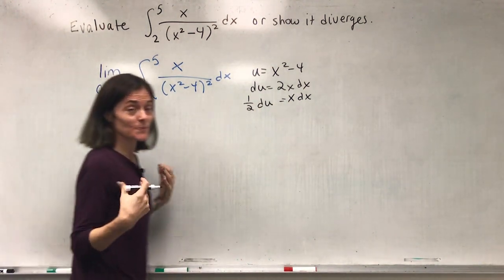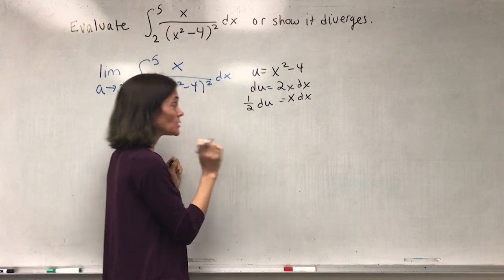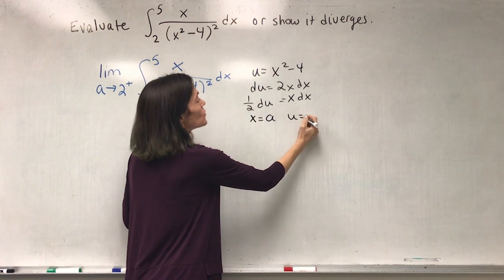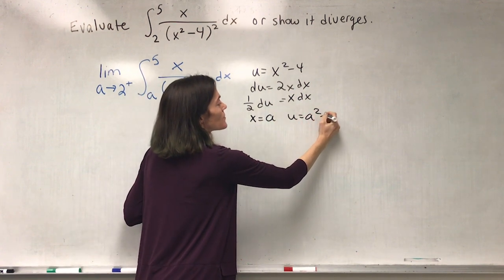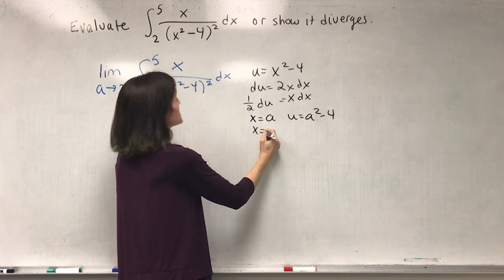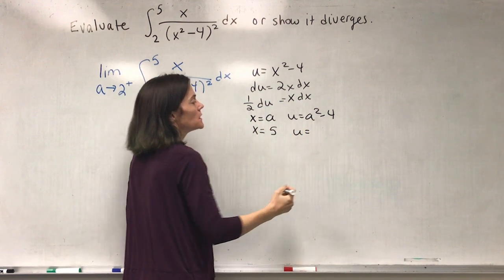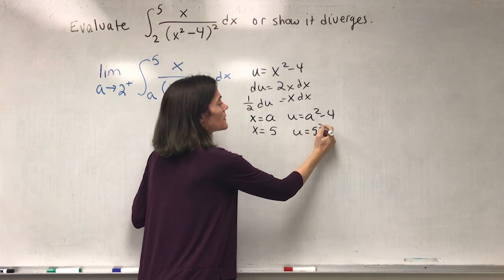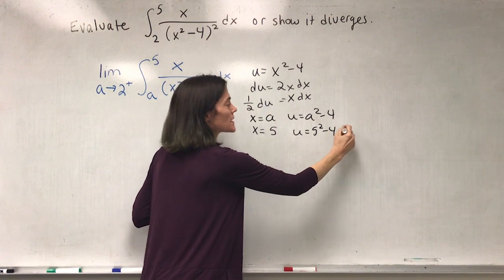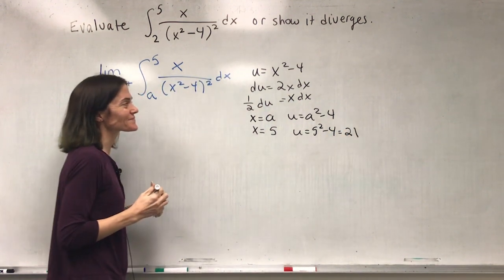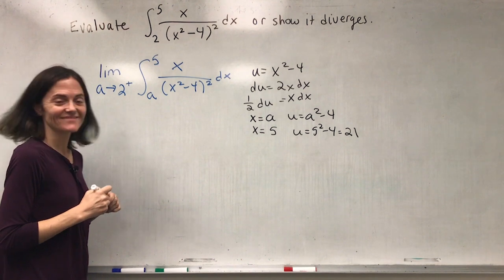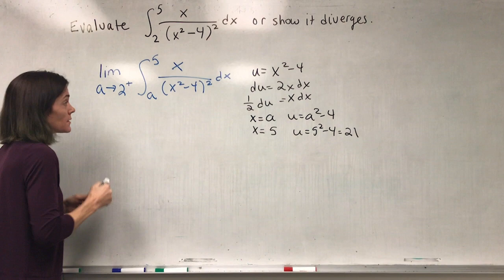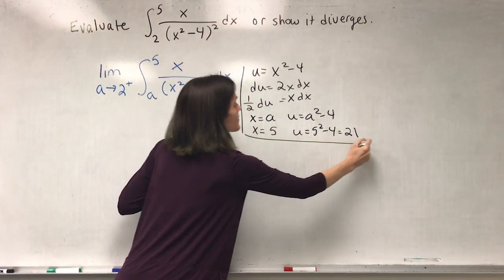Now, I always personally change my bounds to u bounds. When x equals the lower limit, u is a squared minus 4. When x is the upper limit of integration, u is, well, 5 squared minus 4, which is 25 minus 4, 21. Okay, wonderful. Now, let's continue. Maybe all of this I will put in a box.